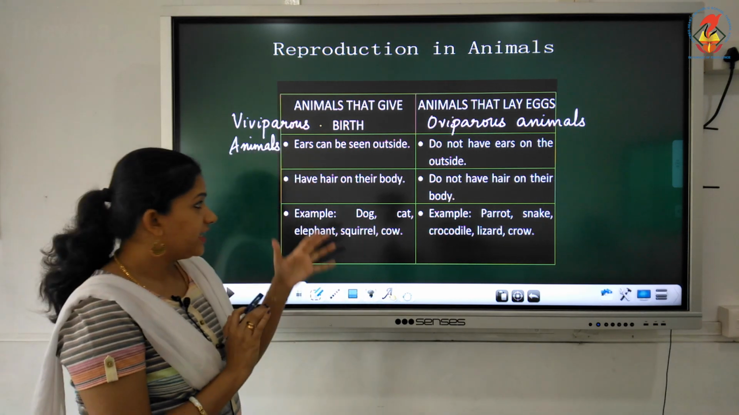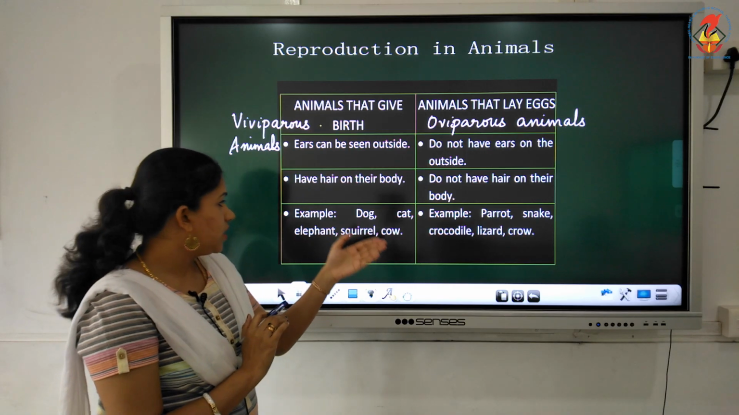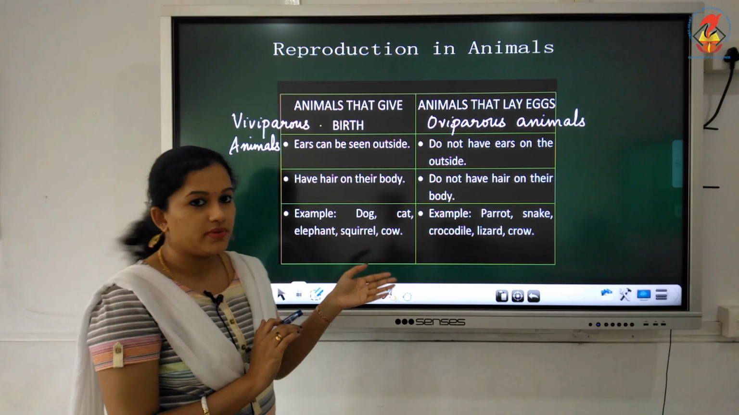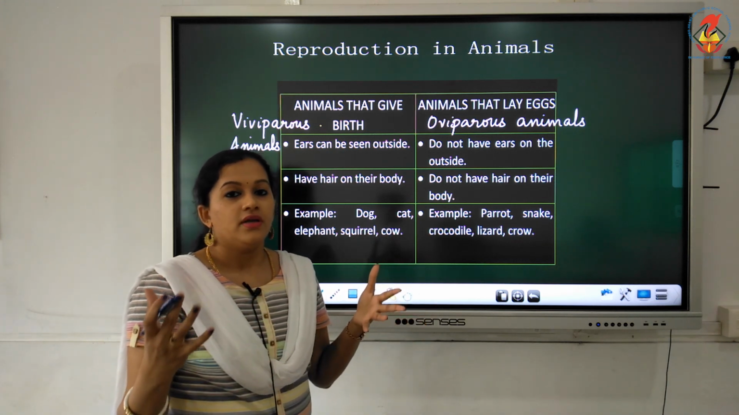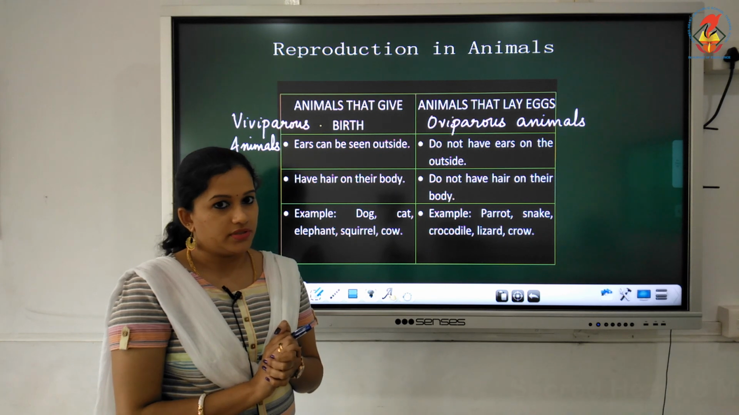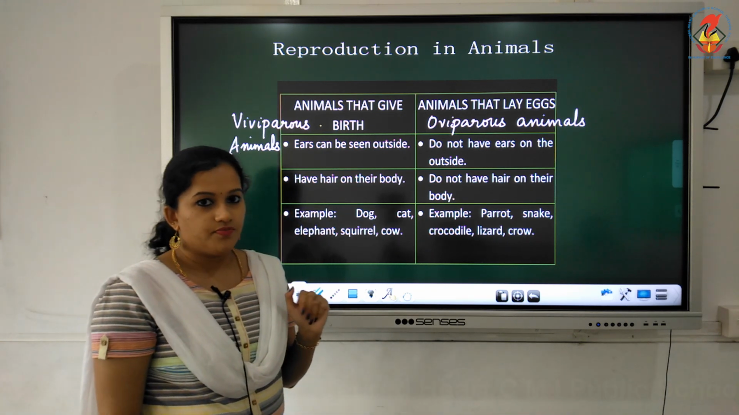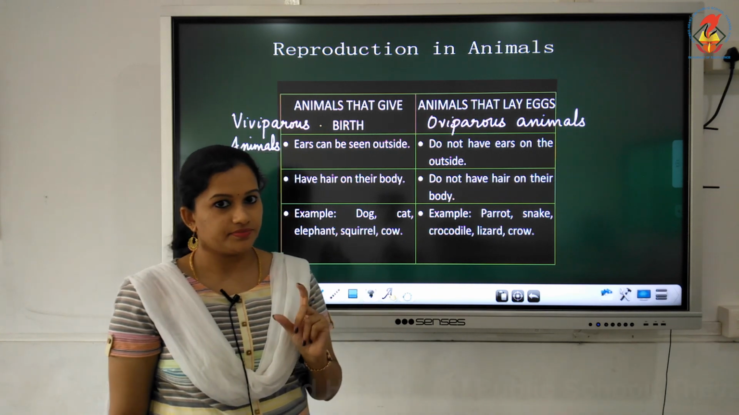Whereas animals that give birth have body hair and also have external ears. Okay, examples: a dog, a cat, elephant, tiger, squirrel, cow, giraffe, a zebra, all these are examples of animals that give birth. Okay, and they are known as viviparous animals. So I hope it is clear.